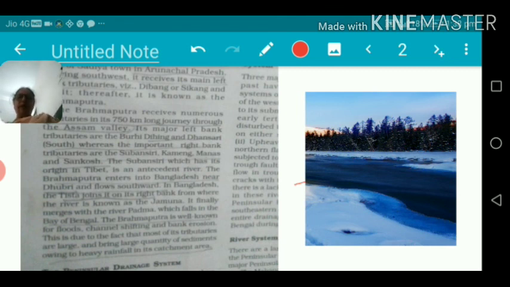Brahmaputra river is well known for floods, channel shifting, and bank erosion. This is due to the fact that most of its tributaries are large and bring large quantities of sediments owing to heavy rainfall in its catchment area.